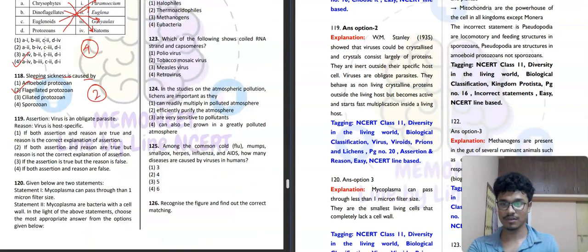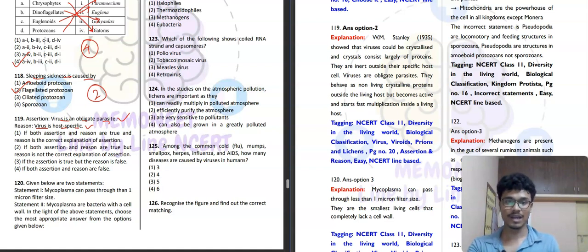Assertion reason. It is saying in the assertion that virus is an obligate parasite, and the reason is saying that virus is host specific. Virus is an obligate parasite, correct, and virus is host specific, it is also correct. Now we need to check whether this reason correctly verifies the assertion.